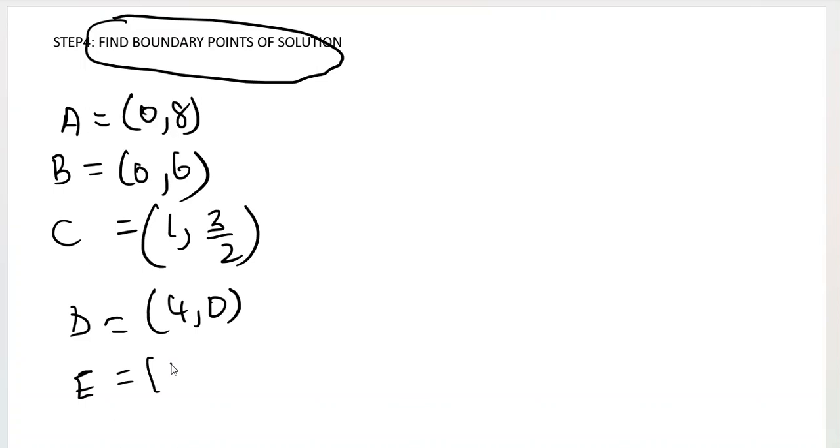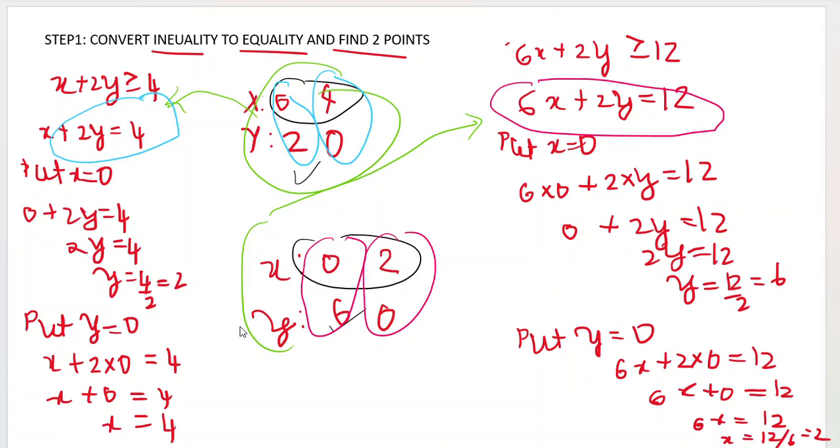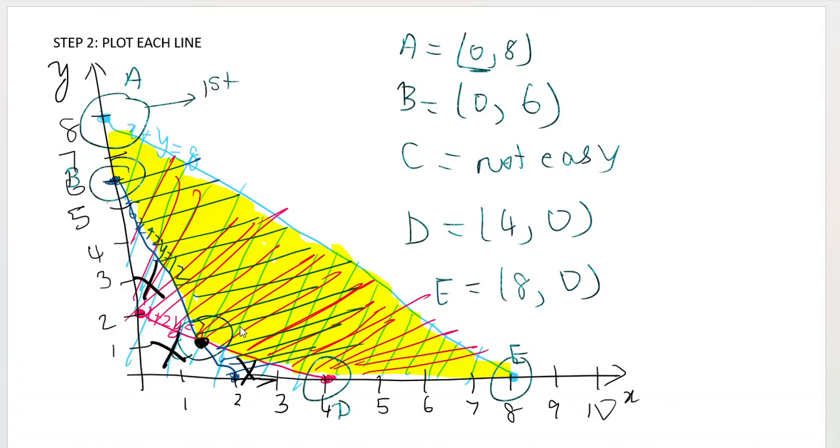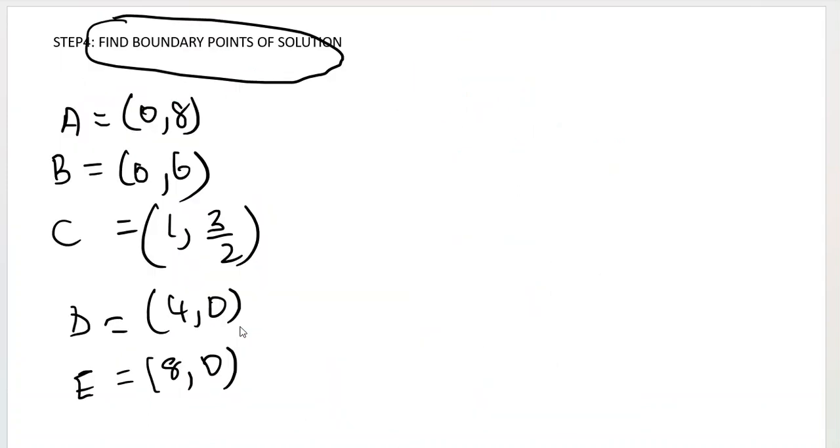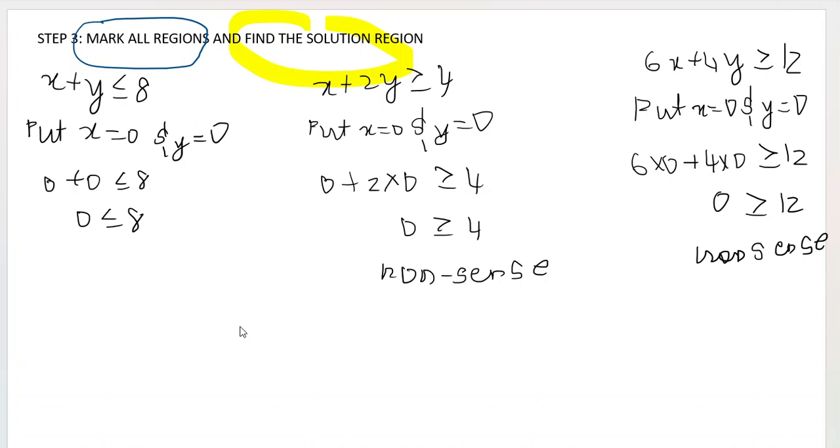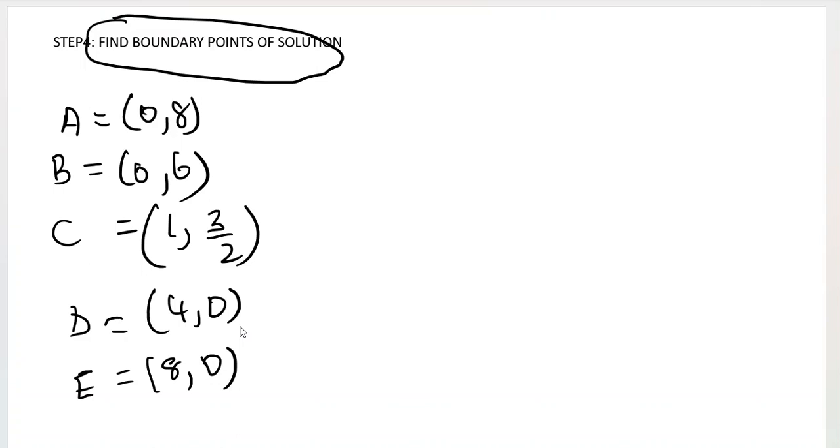Now we proceed with the last step. All 4 steps are done. First step was about converting inequality to equation and finding 2 points. Second step was about plotting each line. Third step was about marking all regions and finding the solution region. Fourth step was about finding the boundary points. Now we move to the fifth and the last step.